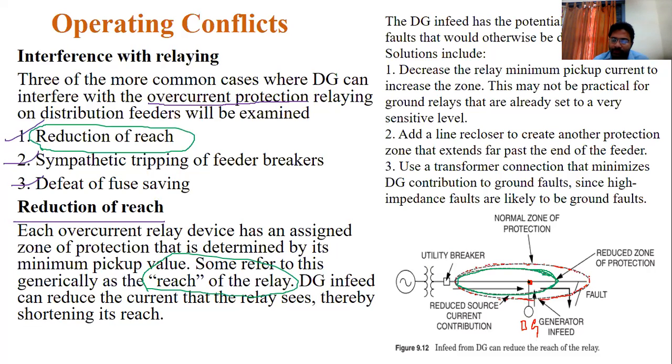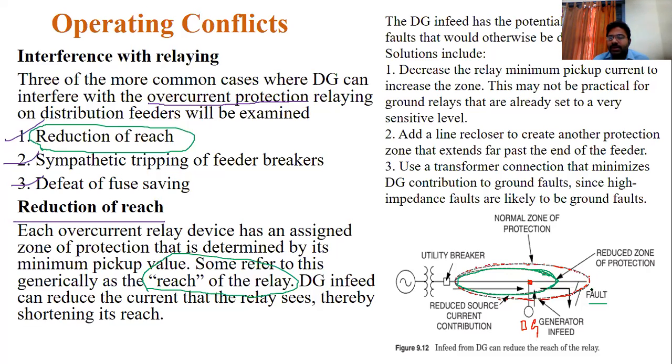But because of infusion of this DG, because of adding these DGs to this feeder, what will happen here? The range of the relay to detect is reduced. Remember, the reach, nothing but the detection area, is reduced. So if any type of fault occurs in this region, the relay is not able to detect that fault. Because of adding this, the area is reduced.